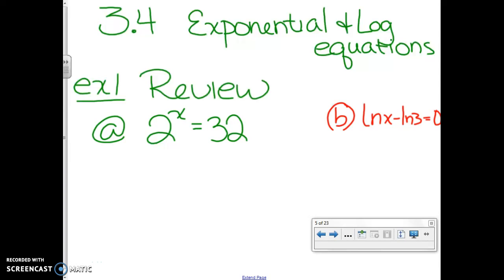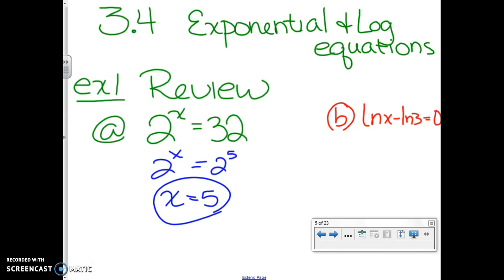So this first section of 3-4 is review. Complete review from before. So if I were looking at letter A, what am I going to do there? 32 to the 2. Very good. This becomes 2 to the 5th. Very good. So x is going to go to 5.